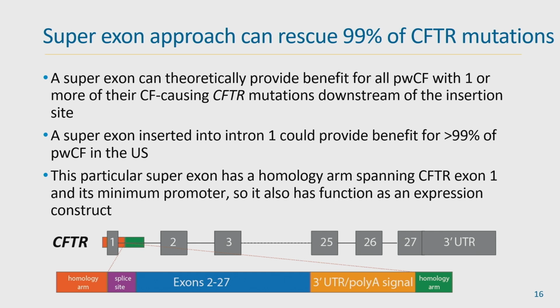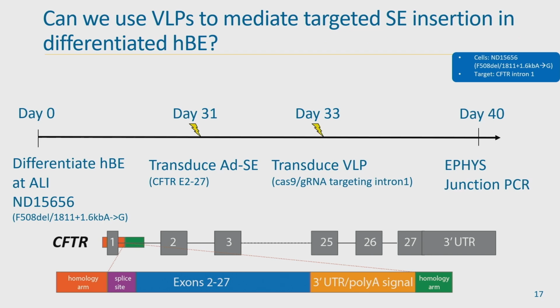A particular feature of this super exon that we're using in this study is that it has a homology arm that spans CFTR exon 1 and its minimal promoter. So in addition to acting as our HDR donor template, it could also have some functionality as an expression construct. So we were interested to see if these VLPs can mediate a targeted super exon insertion in differentiated primary HBEs.